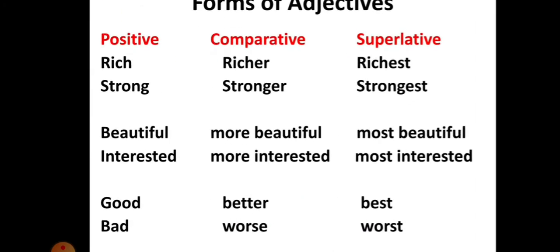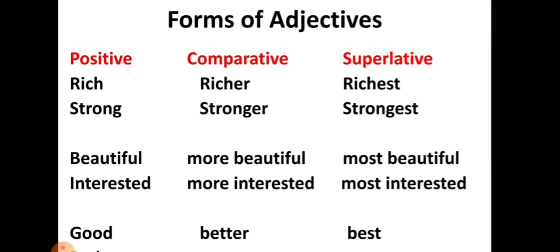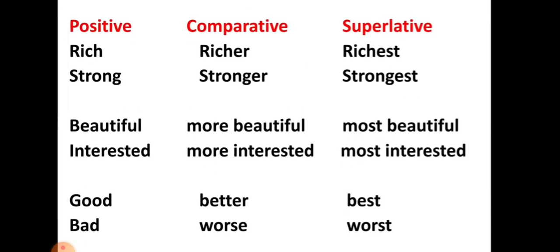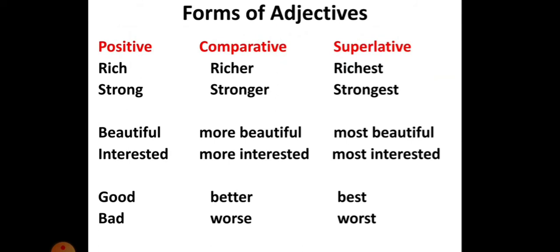So now let's try to understand the forms of adjectives. Adjectives are generally divided into three forms: positive, comparative, and superlative. The positive form is used to refer to the qualities of nouns, comparative forms are used when there is a comparison between two persons or places or things, and superlatives are used when more than two things or persons or places are compared. There are also three different categories. The first category is rich, richer, richest. Here you can convert the positive form of an adjective into comparative and superlative by adding er and est. Strong, stronger, strongest. Strong is positive, stronger is comparative, and strongest is superlative.